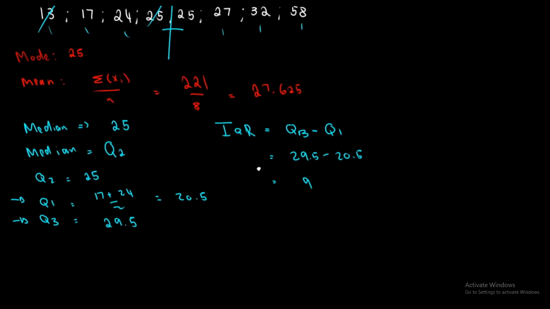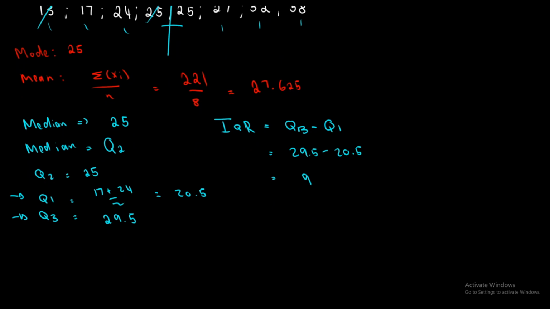So now to determine if there's any outliers, we can say, well, Q1, we're going to subtract from it 1.5 multiplied by the interquartile range. So let's do it. Q1 is 20.5, subtract 1.5 times 9, which is 7. So any values below 7 would be considered an outlier.